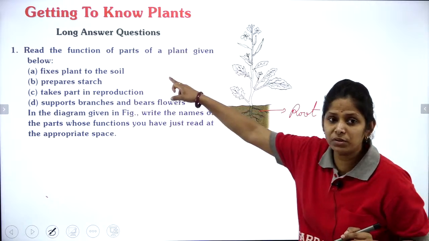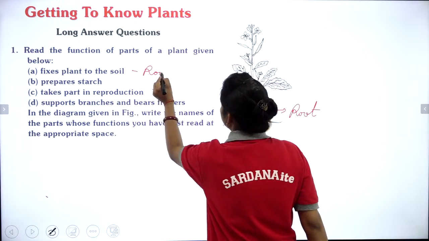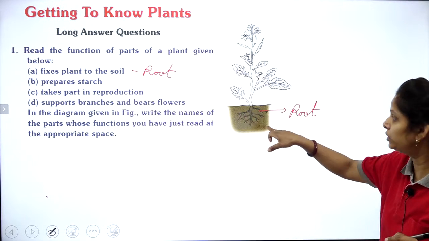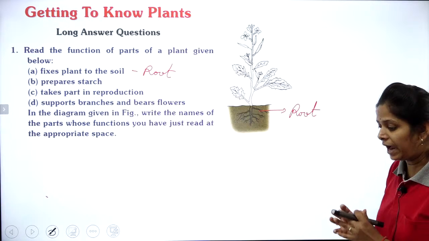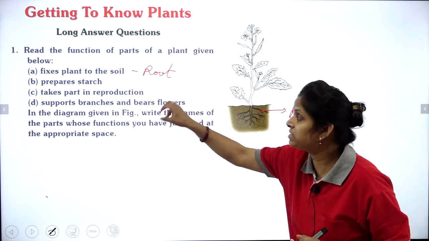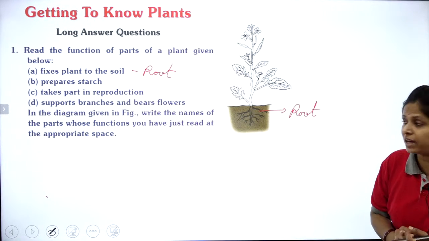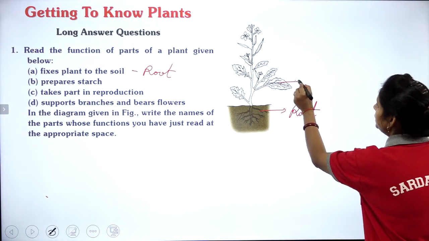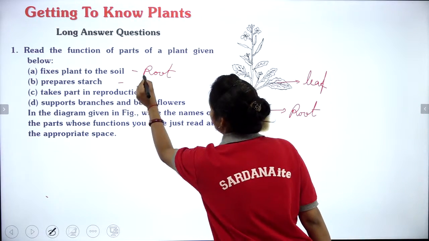So, for option A, what do you have to write down there? Here, you have to write down root. Roots fix the plant to the soil. You can see here now, and these roots act as anchor. Then after, next is prepares starch. Which part of the plant prepares starch? This is the leaf part. So here we will write down leaf.